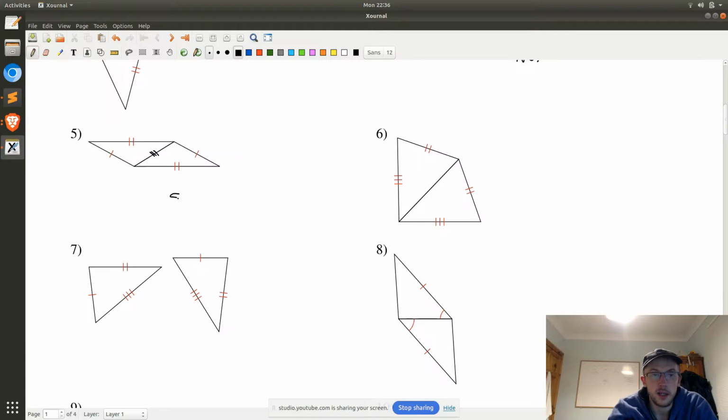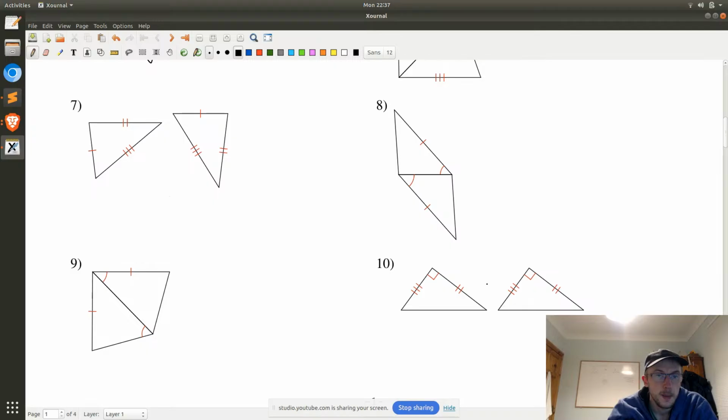Side-side-side theorem. Three sides that are congruent, therefore the triangles are congruent. Side-side-side theorem. And check. And that's correct. Side-side-side theorem, so they are congruent.